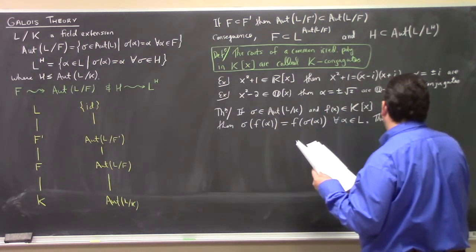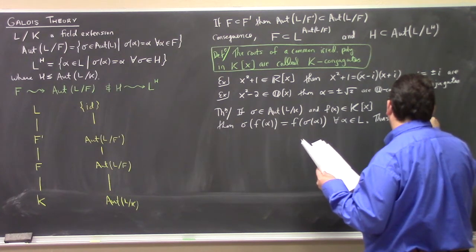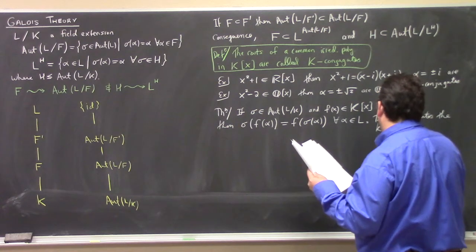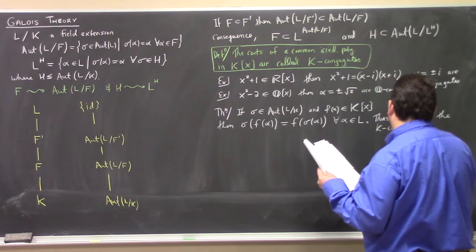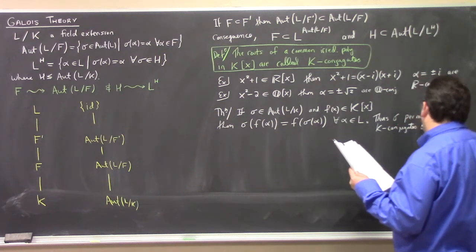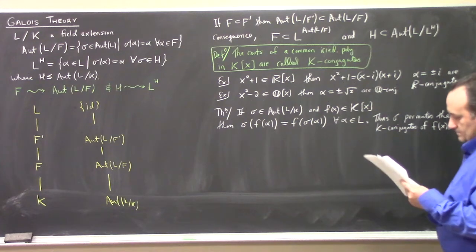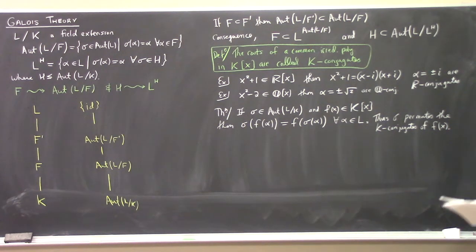Thus, sigma permutes the K conjugates of f of x. In other words, the K automorphism of L permutes the roots of f of x in L. So where are the K conjugates of f of x? In L, right? They're in L.